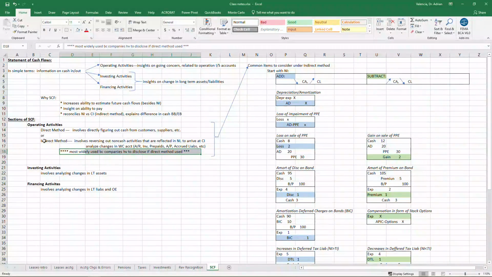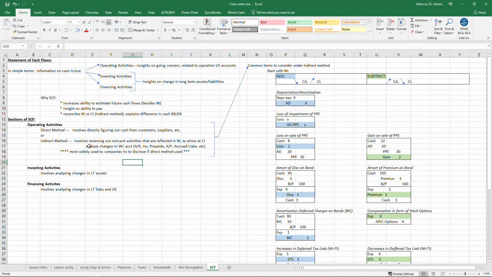All right, so how does the indirect method work? The indirect method involves reversing out any non-cash activities that are included in net income. So anything that is included in net income that really did not require cash in or cash out for that period, then we just reverse it out. And by doing that, we'll arrive at that cash income that I mentioned earlier.